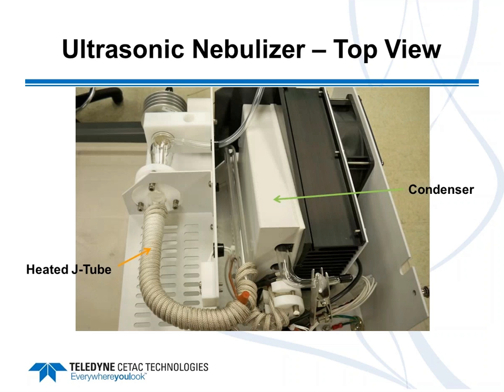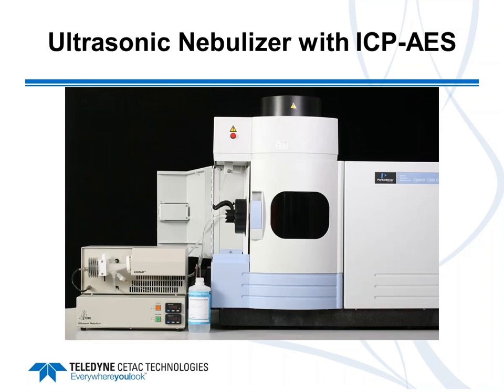An inside view of the USN then shows that heated J-tube, which in the schematic was in red. That's wrapped with a heating cord to keep the sample in a vaporized form. And then the condenser. The condenser is an electrothermal or Peltier-cooled condenser. It does not use a recirculating liquid or coolant flow to cool the condenser. So with the use of that electrothermal condenser, the size of the unit is quite compact.